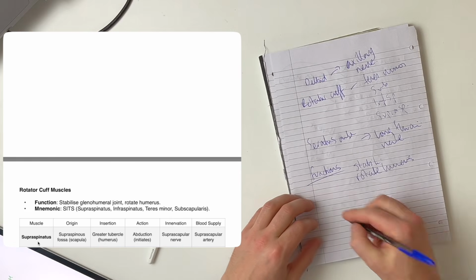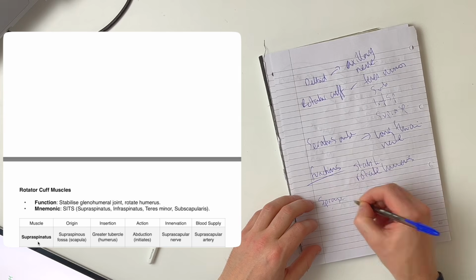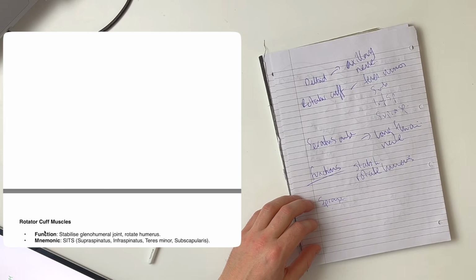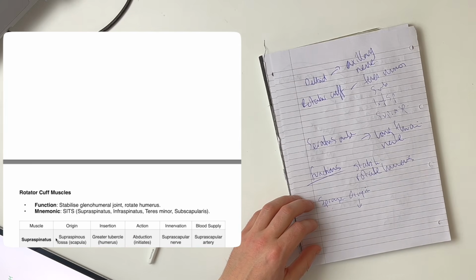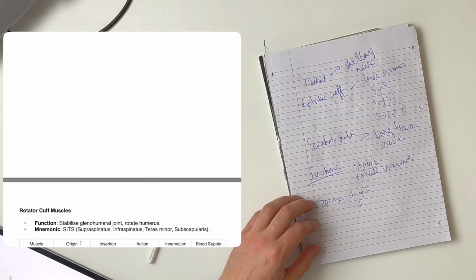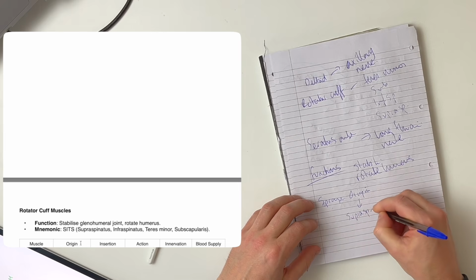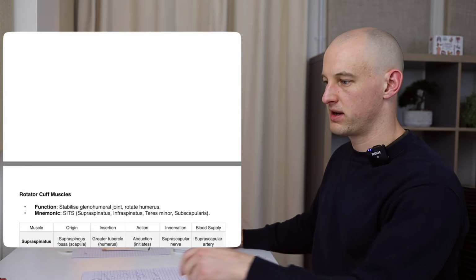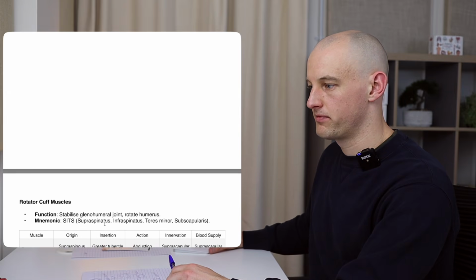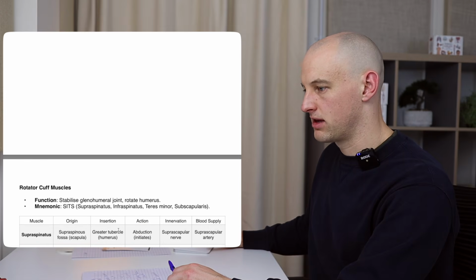So supraspinatus, then we could cover that up. The origin of the supraspinatus. What's the origin? Supraspinatus, supraspinous fossa on the scapula. So the supraspinous fossa on the scapula is where the supraspinatus comes from. What's the insertion? On the humerus, it'd be the greater tubercle.